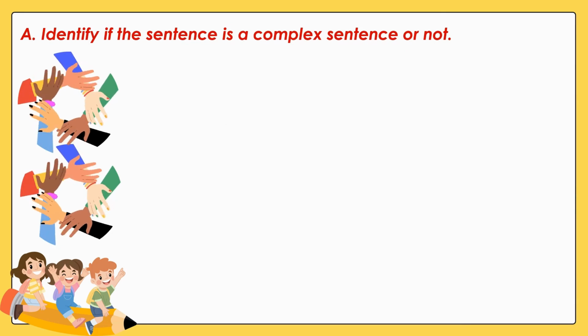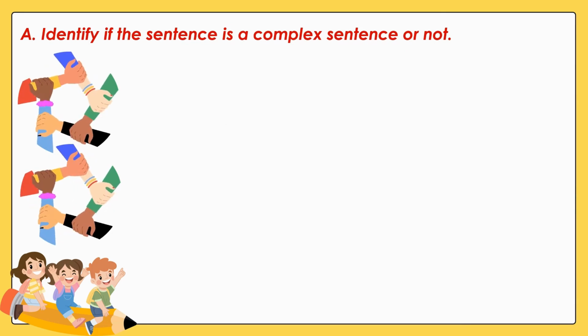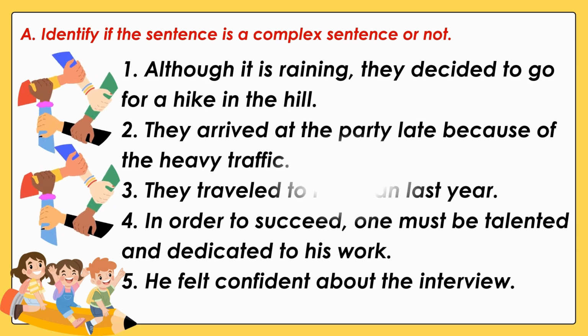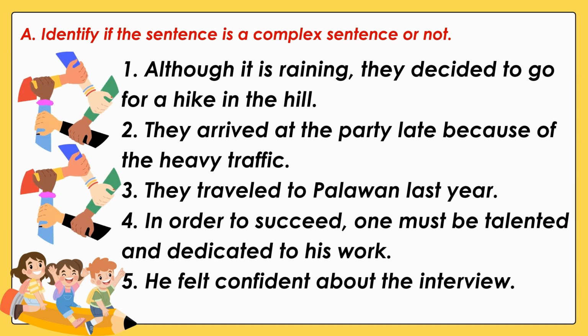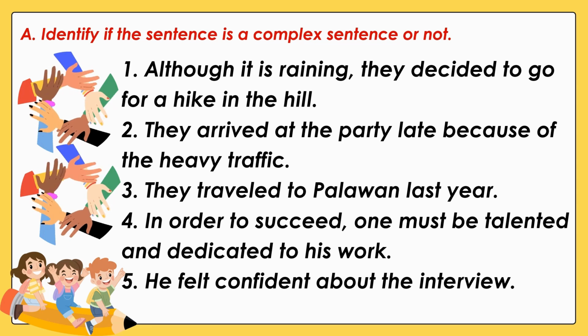Activity letter A. Identify if the sentence is a complex sentence or not. Number 1. Although it is raining, they decided to go for a hike in the hill. Number 2. They arrived at the party late because of the heavy traffic.